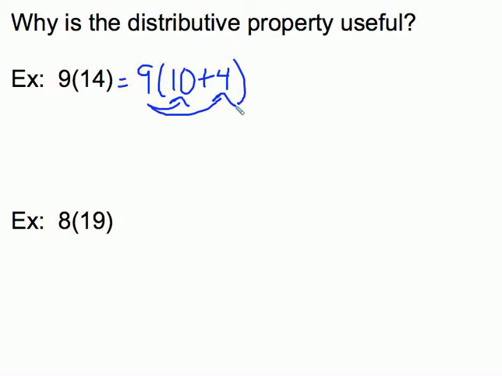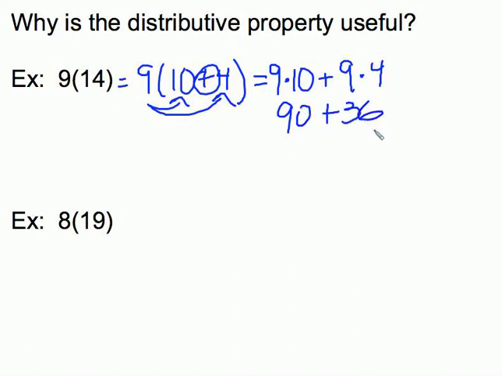So using the distributive property, I know that this is going to be equal to 9 times 10. Again, I'm going to keep that sign, plus 9 times 4. So then I'm going to have 90 plus 36, which I can very easily add in my head to get 126. Whereas 9 times 14, I'd be multiplying 9 times 4, carry the 3, and so on and so forth. It would become much longer than it needs to be. Now this is the distributive property of addition that I used. You can also use the distributive property of subtraction.